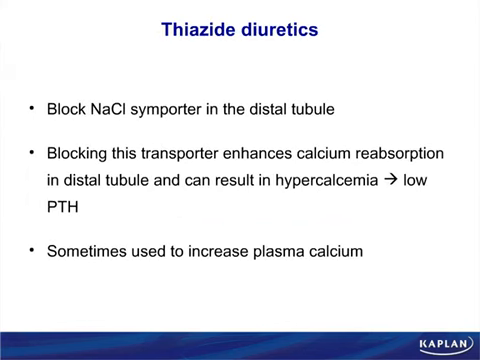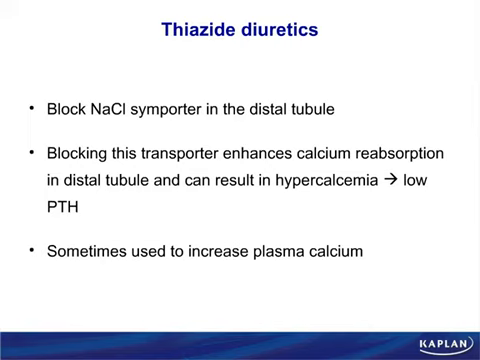Thiazide diuretics block the sodium chloride symporter in the distal convoluted tubules. Blocking this transporter enhances calcium reabsorption in the distal tubules, and this can lead to hypercalcemia. Whenever you have an increase in calcium levels, this will activate the calcium sensing receptors in the parathyroid glands, and that will suppress PTH levels. So this patient should have low PTH levels. Thiazide diuretics are sometimes used to increase plasma calcium.